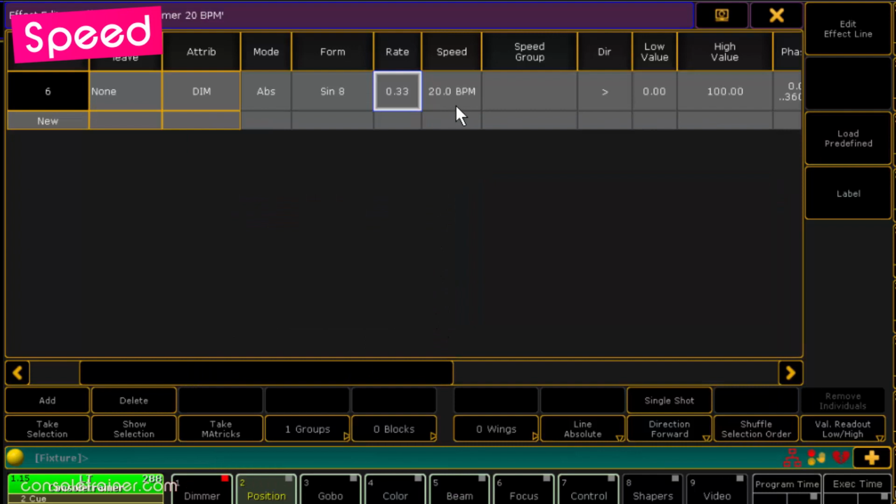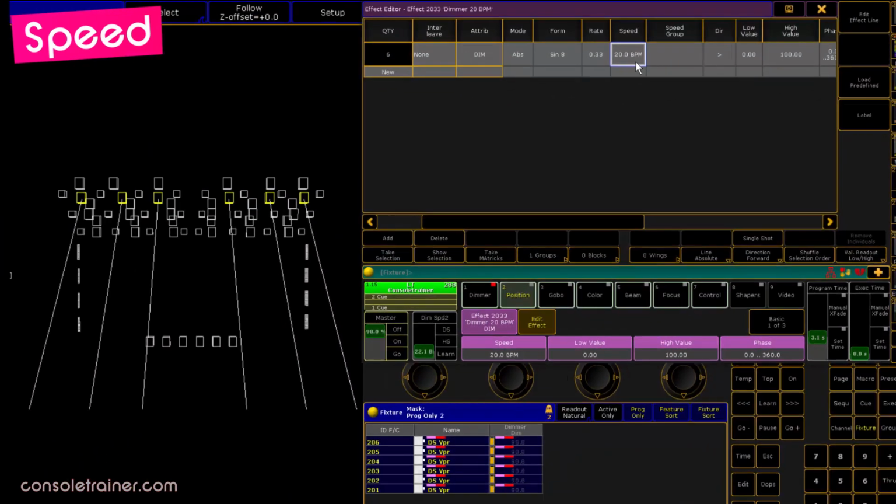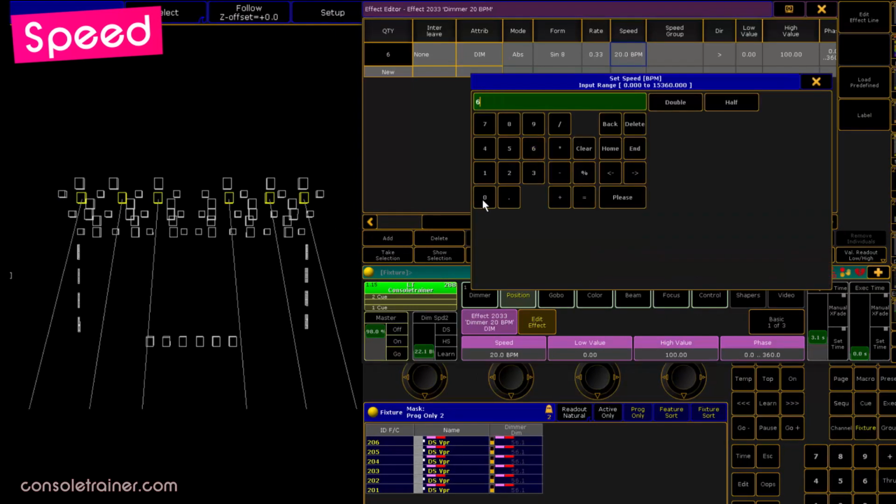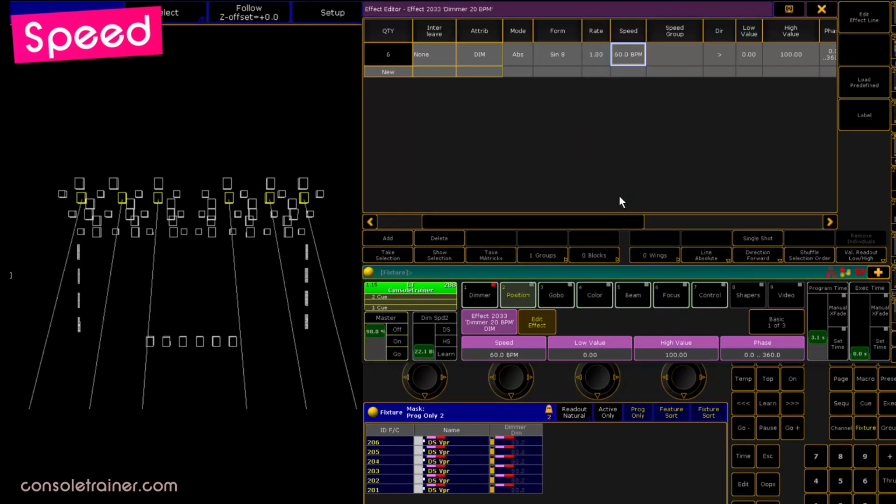Remember that our speed in beats per minute is the number of times the waveform will run in a minute. In this intensity effect, 20 BPM would mean that our lights will cycle between full and zero 20 times in 1 minute. Speeding this up increases our frequency, so we would see more transitions between zero and full in the space of 1 minute.